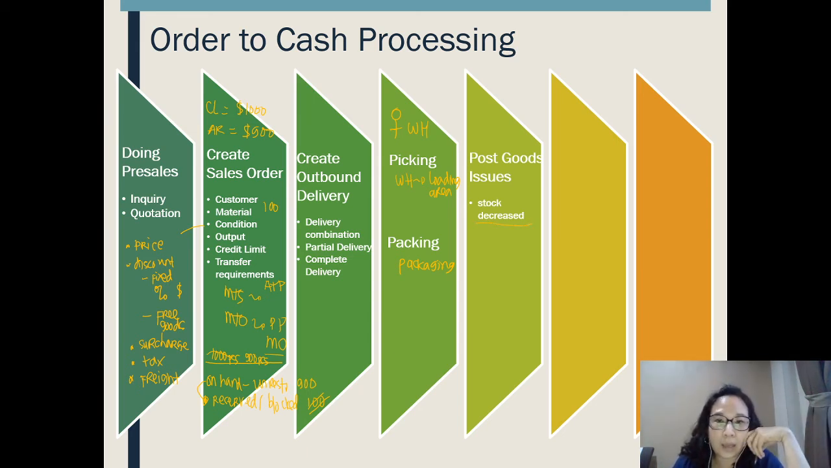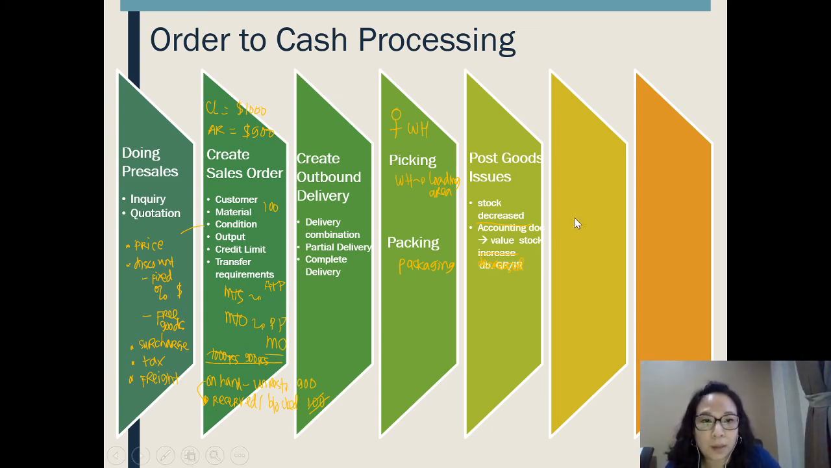Okay, and don't forget that whenever there is a change in the asset, it means there will be an accounting document generated. It means that there is a change in the value of the stock. So this in here I put wrong, it's supposed to be that the value of the stock will be decreased, because the stock is also decreased.